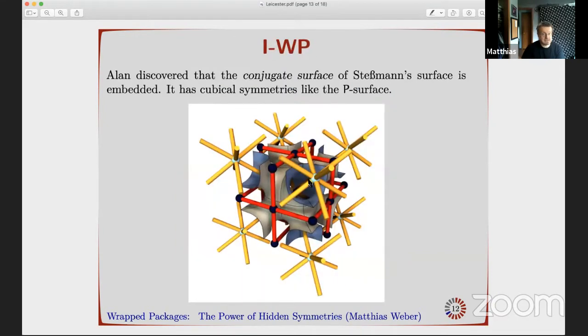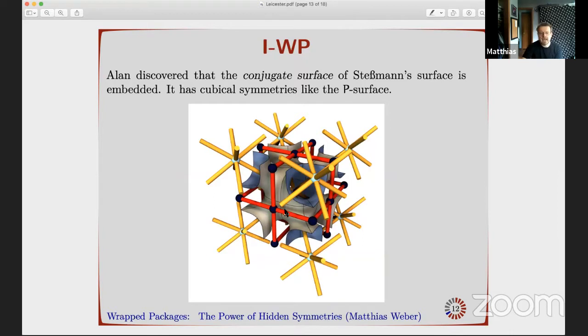And here is the piece you saw above in the original physical model, constructed mathematically, together with the two dual graphs, the two skeletal graphs. So the graph for the Bravais lattice is here, and the yellow graph is out there. And you see that this piece has the same cubical symmetries as the P surface. So it's an interesting question what you can do with that.